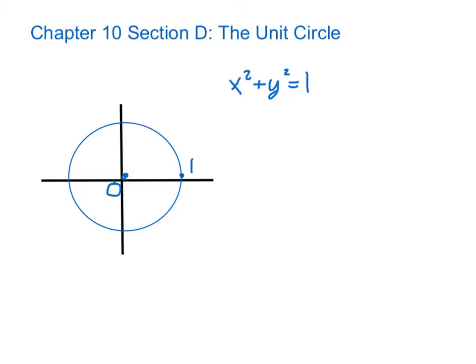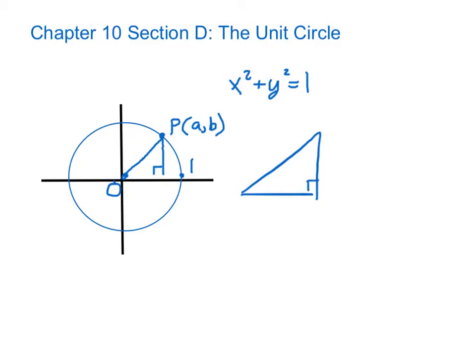Now let's say we pick a point P somewhere in the first quadrant of this circle, and P has coordinates A, B. Now if we draw a line between the origin and P, and then we drop a vertical line down to the positive x-axis, we see that we've formed a right triangle. Let's take a look at that right triangle in a little more detail.